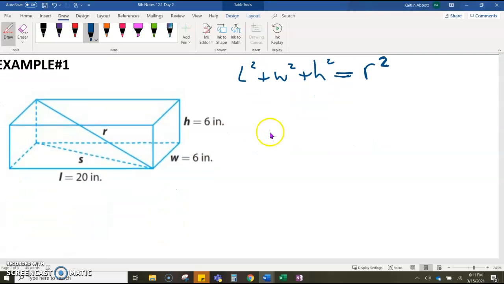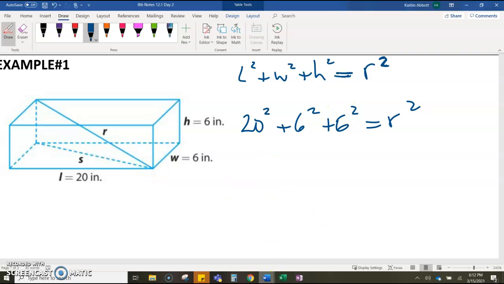I can do 6, 6, 20. I could do 20, 6, 6. I can just switch it up. It doesn't matter which order they're in. I can rewrite these all if I wanted. So I'm just going to go from left to right. We got 20, 6, 6, so 20 squared plus 6 squared plus 6 squared equals r squared.